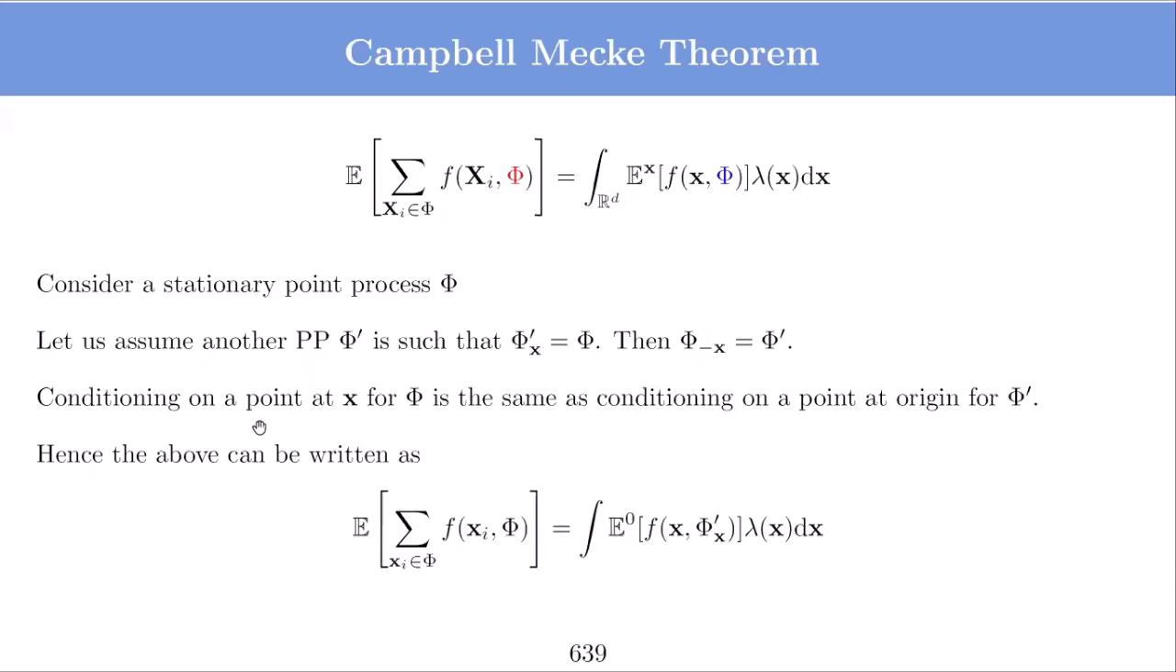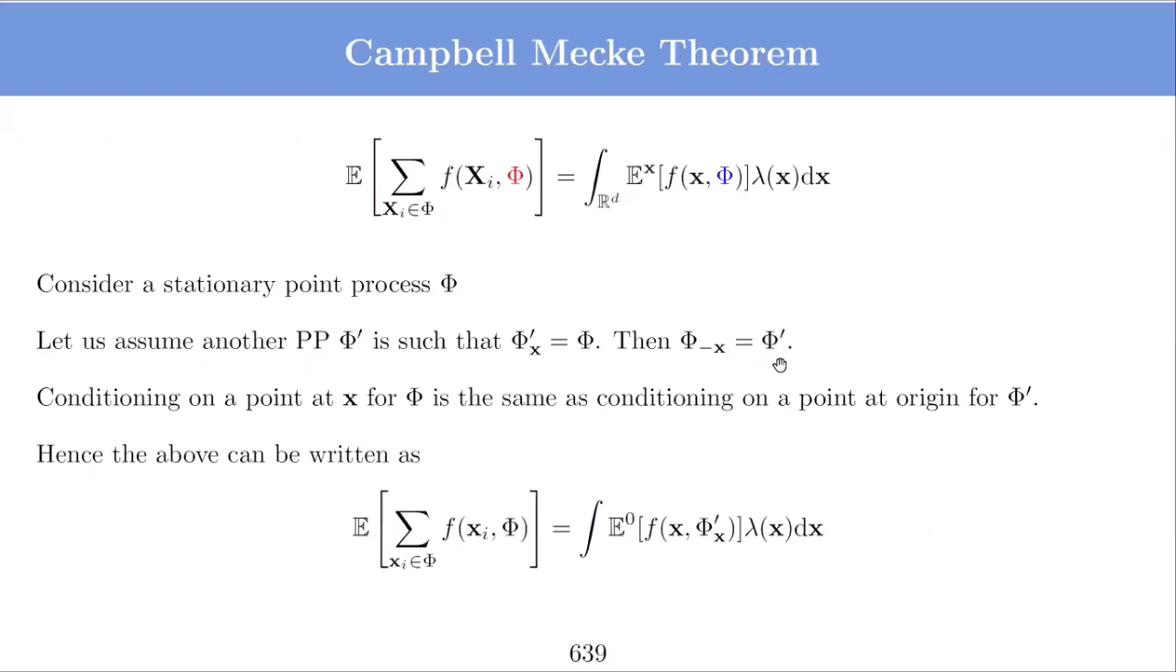So conditioning on a point at x for phi is the same as conditioning on a point at origin for phi dash, right? If there is a point at x in phi, when you do minus x, x will be moved to origin. So conditioning on a point at x in phi is the same as conditioning on a point at origin, right?